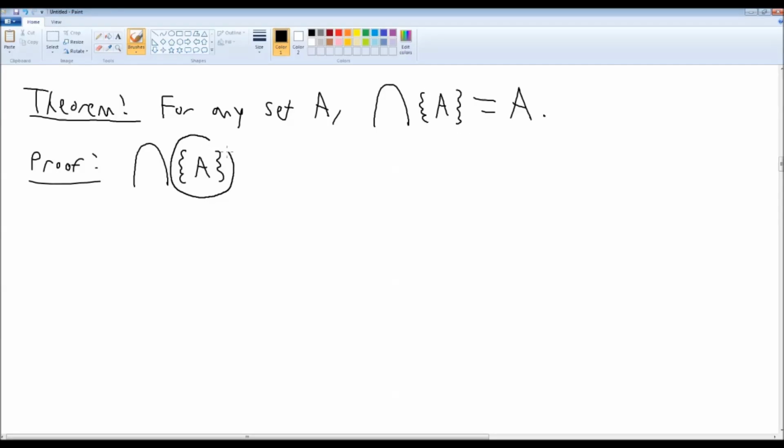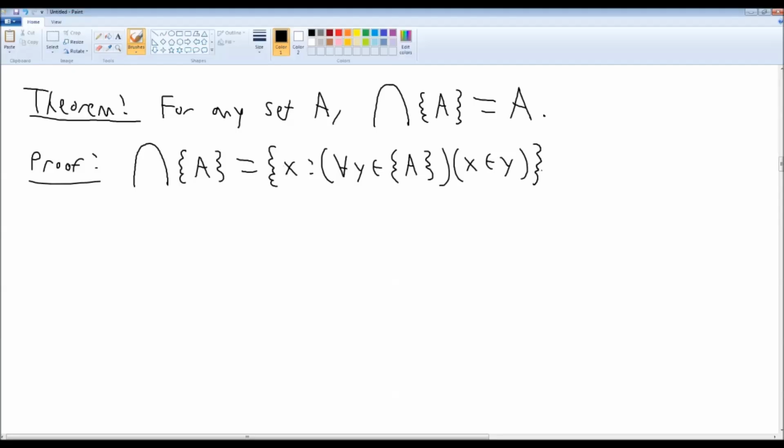Since this guy is not empty, we know that this exists, and by definition, it equals the set of X such that for all Y in whatever this set is, namely the singleton containing A, we must have that X is an element of Y. Okay, but saying Y is an element of the singleton A is just the same as saying Y equals A. We can rewrite this as the set of X such that for all Y which are equal to A, X is an element of Y.